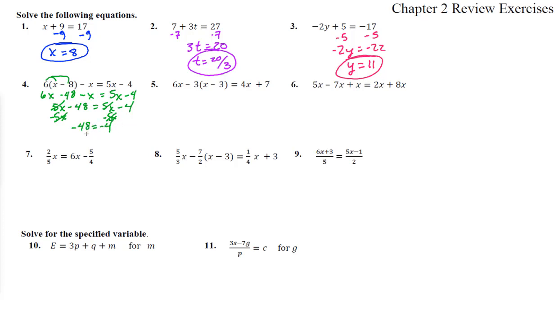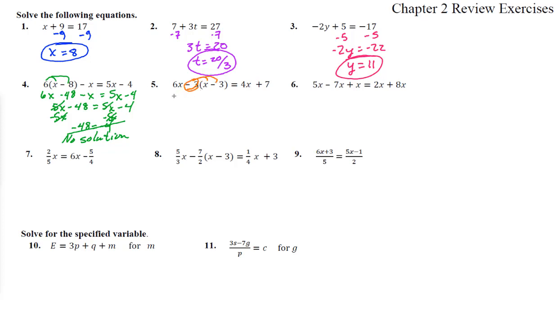That stops you dead in your tracks. You say, that is not true. There is no solution. Number 5. We've got parentheses and multiple x's again, so we're going to jump this minus 3 in.